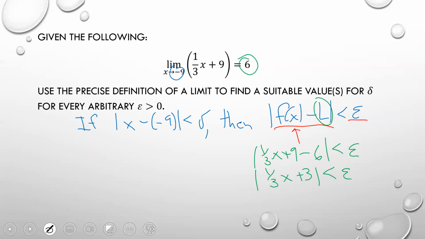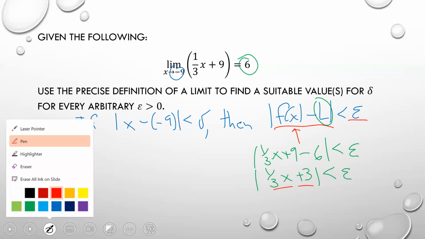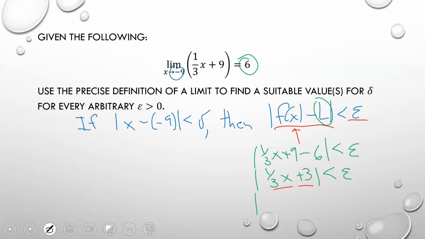All right, and you may remember from the previous one that at this point we were able to factor the thing inside the absolute value. This may not look like that, since there's not a number that divides both 1/3 and +3. However, we can still go ahead and factor this one. We're going to do that by just factoring out the leading coefficient with the x, so the 1/3.